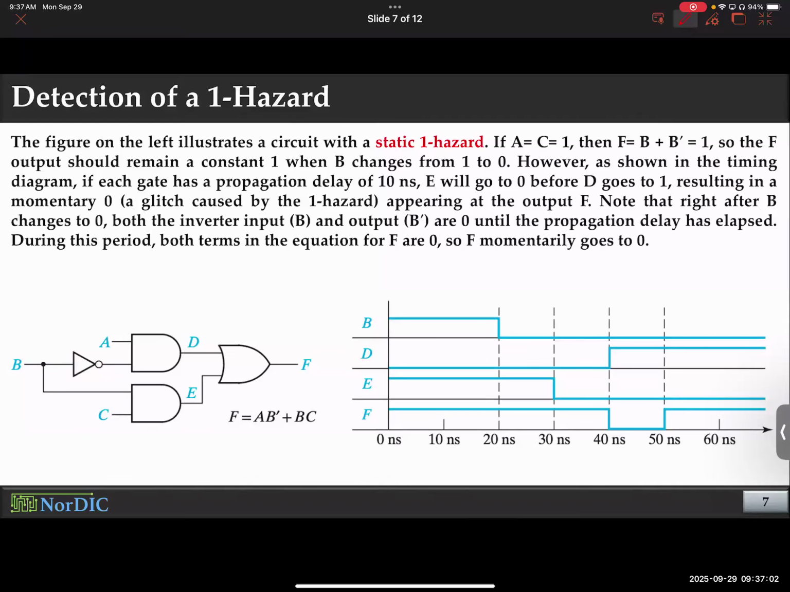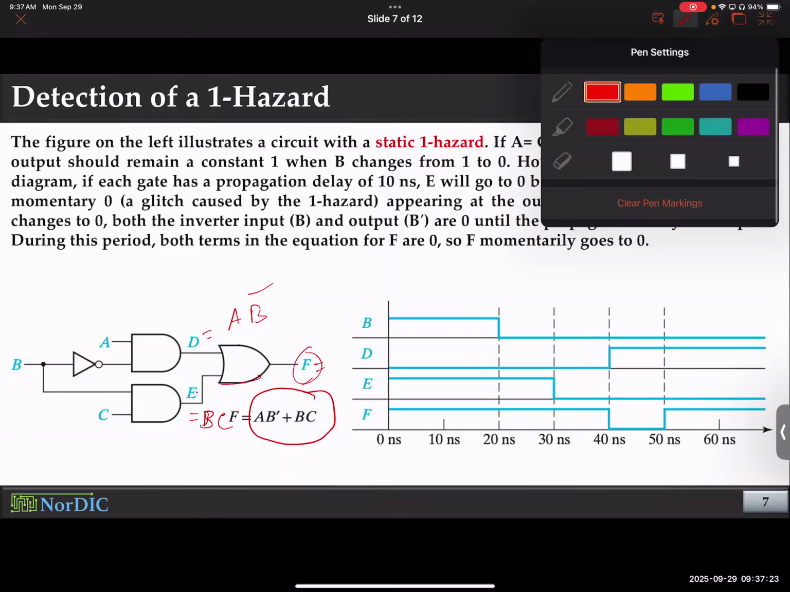All right. So when I try to come up with this functional outcome, can I write D equals AB prime, folks? Can I write it? How about E? Can I write E equals BC? So essentially, this functional output, since this is an OR gate, will be AB prime plus BC. As simple as that. Okay.